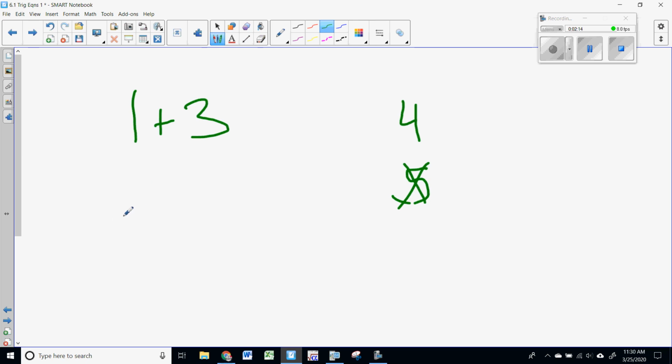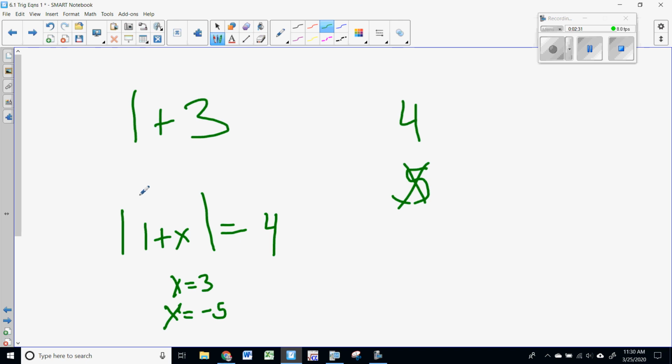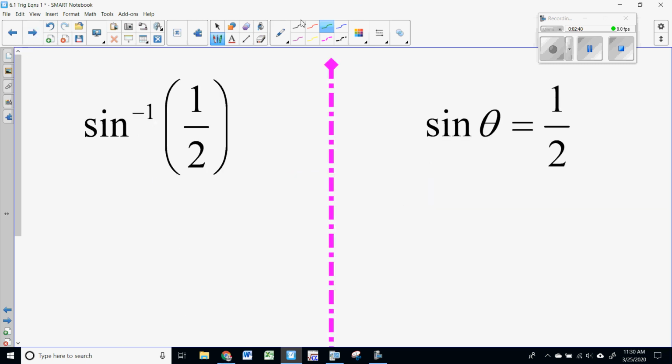Now, if you have an equation, 1 plus x equals 4, now you're going to have two answers. You could get x is 3 or x is -5. Both of those work. So when you have an equation, you can get multiple answers. With an expression, you can't. So now let's take that over to look at trig. If we have these two, the inverse sine of 1/2 and sine of theta is 1/2.